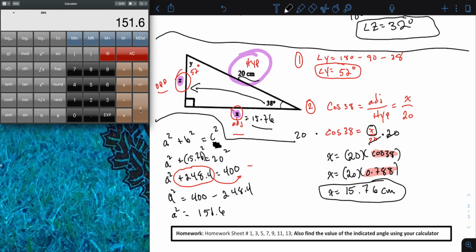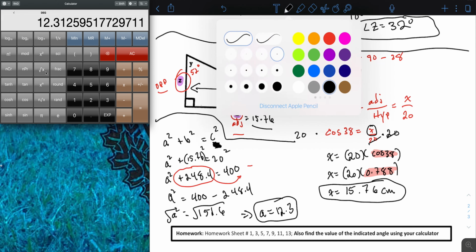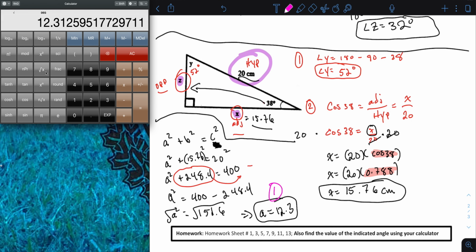Then square root both sides. A is equal to the square root of that, 12.3. That's you done. There's answer 1, answer 2, answer 3. That's you solved the triangle.